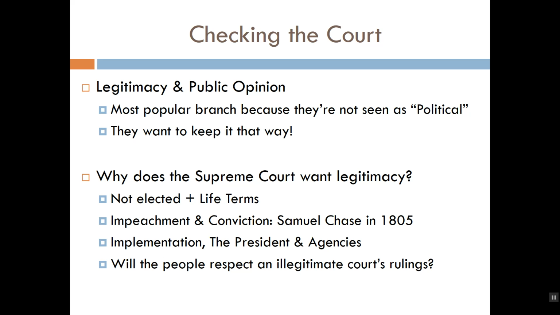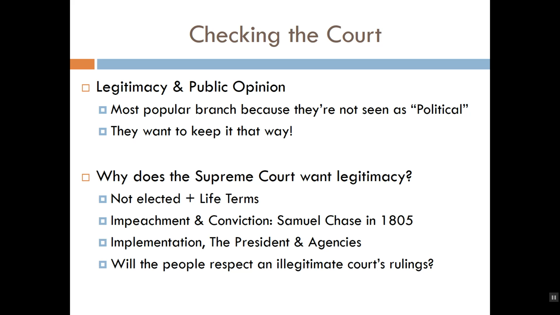Now, you might ask yourself, why does the court care about its legitimacy? Why does the court care that it's the most popular branch of the government? Remember, justices don't have to get elected, and once they are on the court, they serve for life terms. They can be impeached and removed in the same way that a president can be impeached and removed, but only if they've committed a particular crime. And even when they've done something that is arguably illegal, understand that impeaching and convicting a justice is extremely difficult and very rare. In fact, it's only happened once with Samuel Chase in 1805.